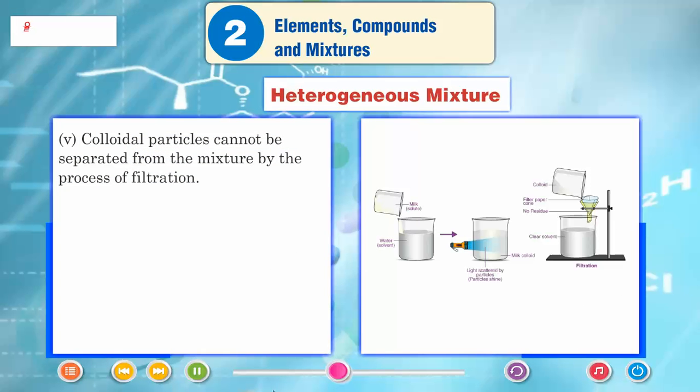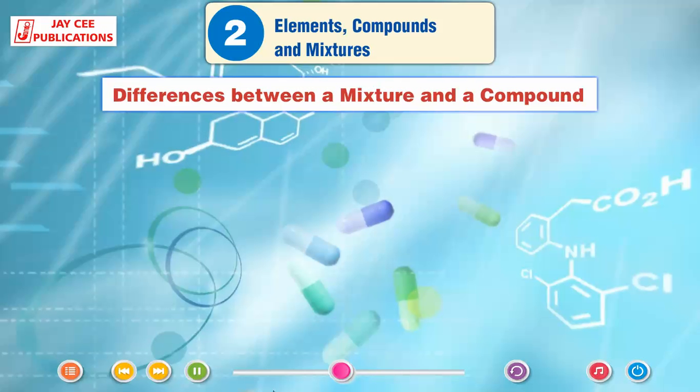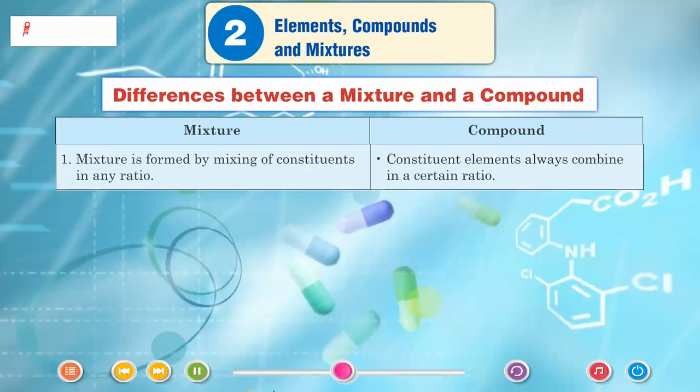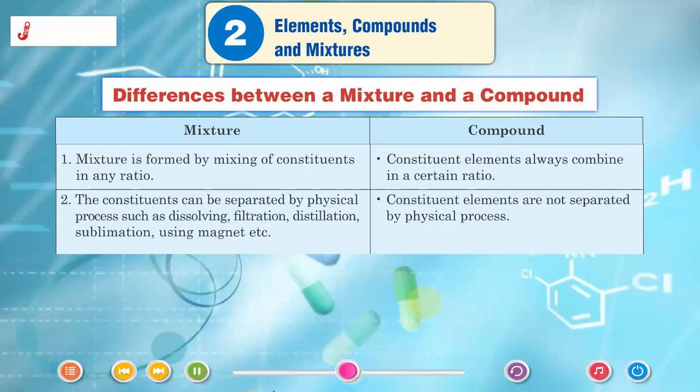Colloidal particles cannot be separated from the mixture by the process of filtration. Differences between a mixture and a compound. Mixture: it is formed by mixing of constituents in any ratio. Compound: constituent elements always combine in a certain ratio. The constituents of a mixture can be separated by physical processes such as dissolving, filtration, distillation, sublimation, using a magnet, etc.